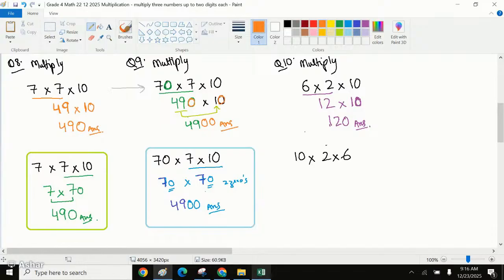How about 10 multiplied by 2 multiplied by 6? We multiply them together. That means 1 multiplied by 2 is 2, and we bring down the 0 because there is a single 0. Multiply by 6. 2 multiplied by 6 was 12, and there was 1 0, so we put the 0 back to make it 120. That means 120 is still your answer.